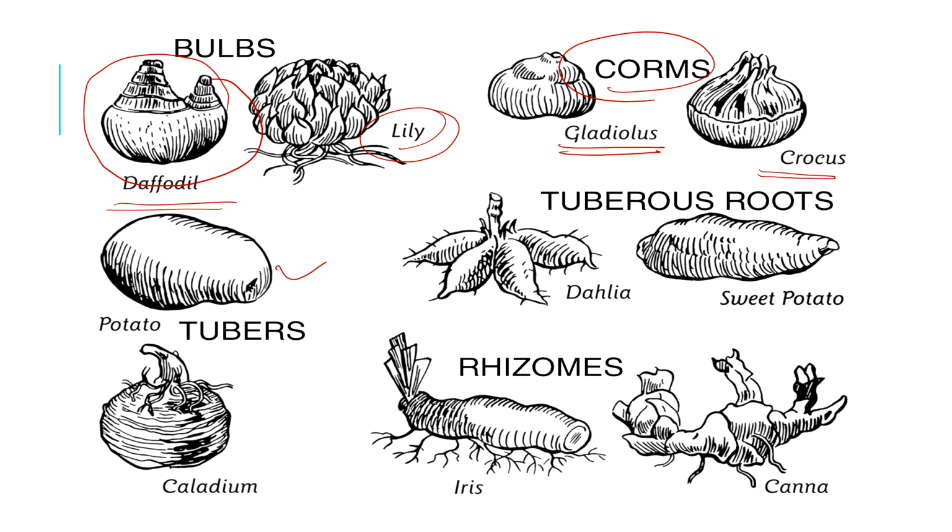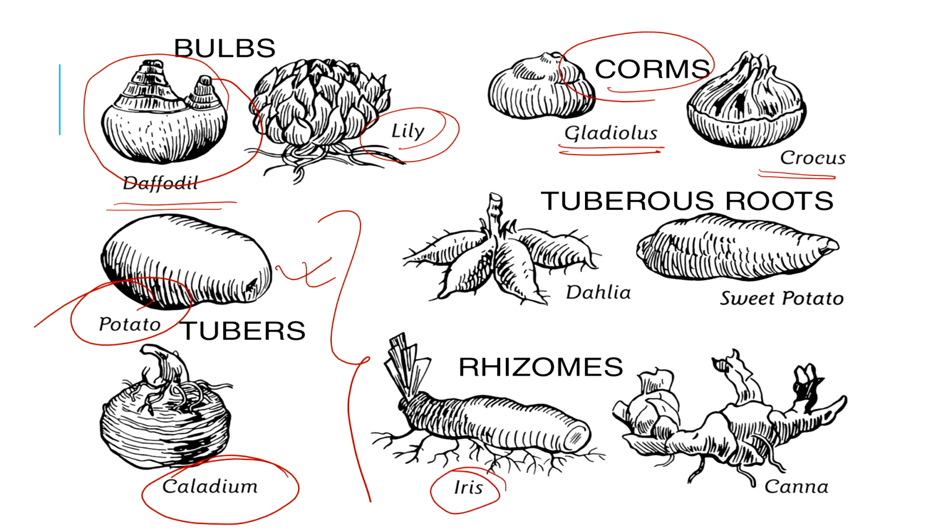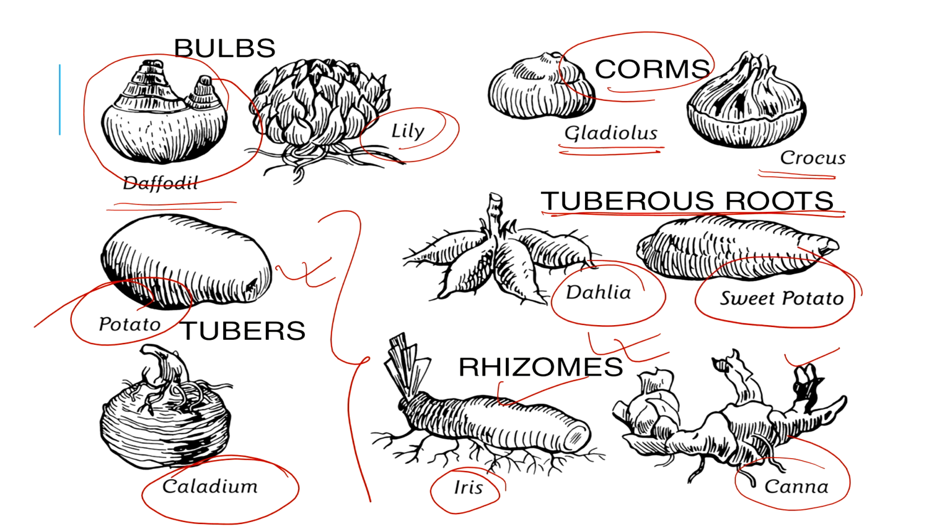Now tubers, potato, we have told already, and this caladium, these two are tubers. Then rhizomes, I have told you, ginger and turmeric, they are growing from rhizomes, that is the underground stem. Like that, here two other examples are there, iris and canna. These are all flowers actually. Iris and canna are growing from rhizomes. Tuberous roots are dahlia as well as sweet potato. These are all examples of the types of natural vegetative propagation.